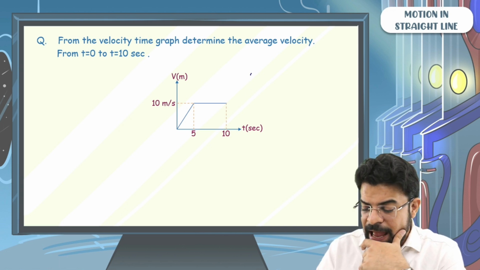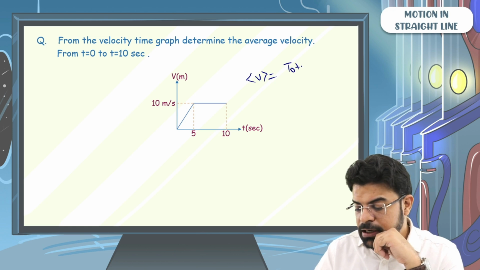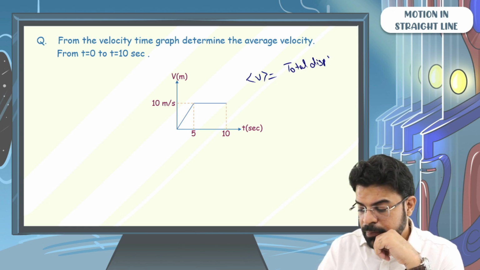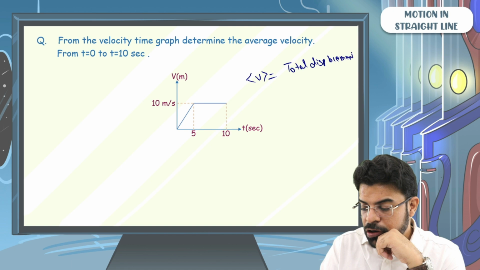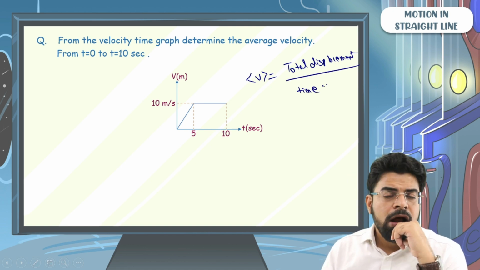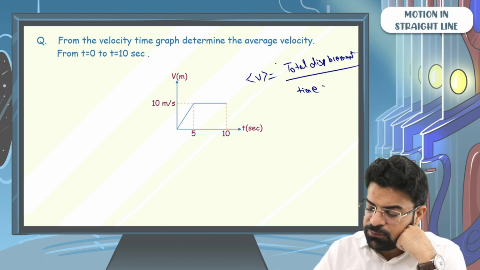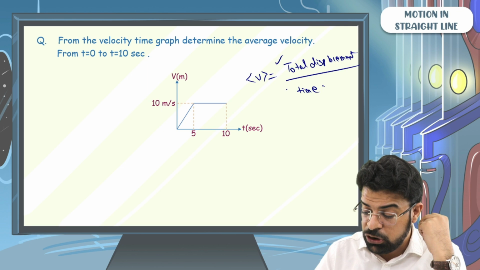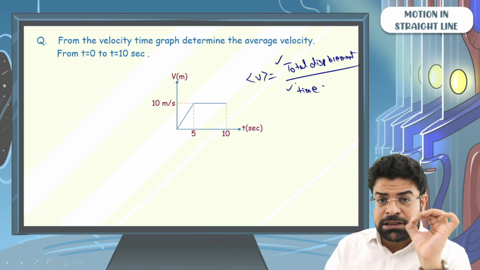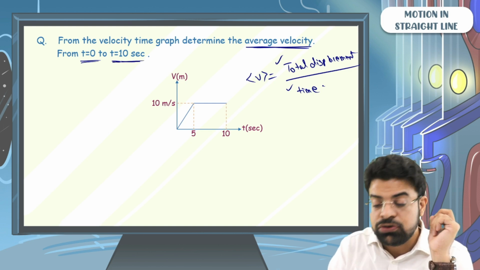Sir, what is average velocity? Sir, average velocity is nothing but total displacement upon total time taken. Now, how to find the average velocity? To find average velocity, you need total displacement and you need total time taken. They are asking us what is the average velocity from time equals to 0 till time equals to 10.